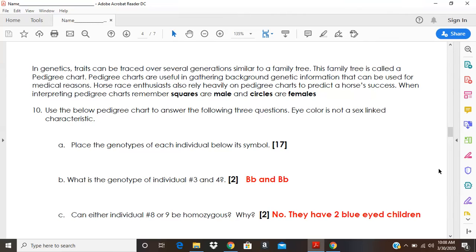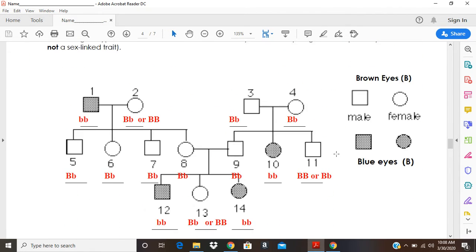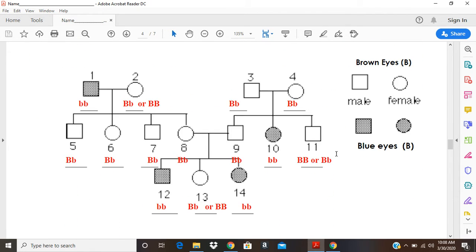We're back. Okay, so here's the second half of our homework review. This is question 10, which actually had question 10 and 11 combined. We had a little typo in there, but bottom line is you want to use this pedigree chart to answer the questions regarding eye color. So if you look at the pedigree chart, this is what you should have had as your correct answers.